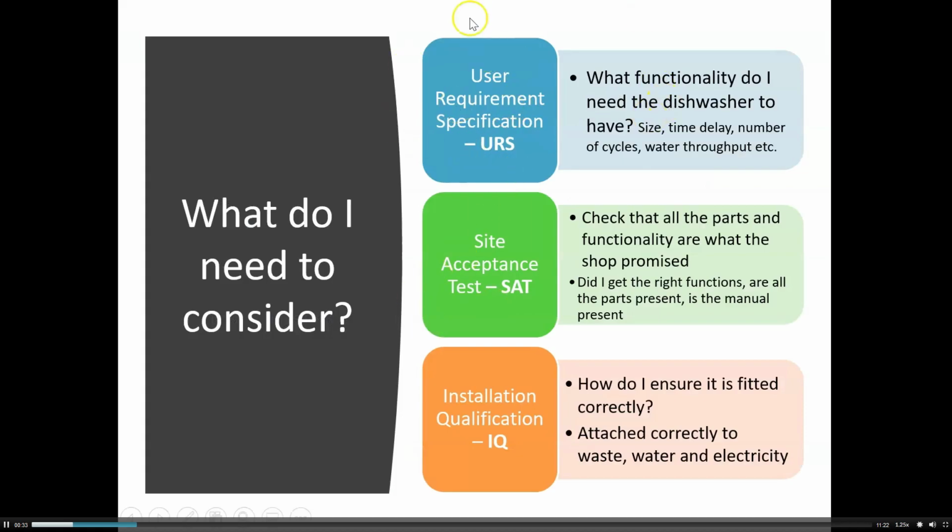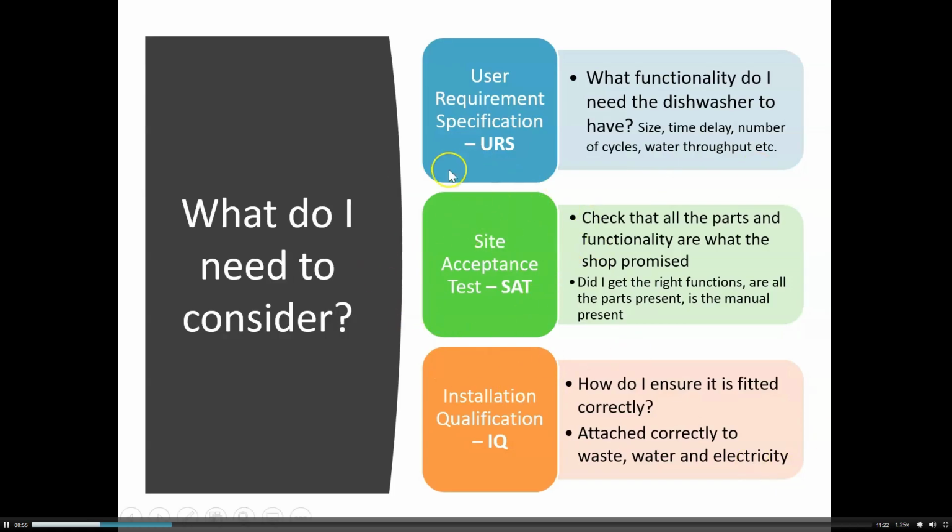What are the things you might consider? So first thing you're going to look at is the User Requirements Specification, or the URS. What functionality do I need the dishwasher to have? So what size does it need to be? How much ware does it need to be able to hold? Do you want to have a time delay on it? How many cycles do you want? Do you need delicate cycles? What's your water throughput, etc.